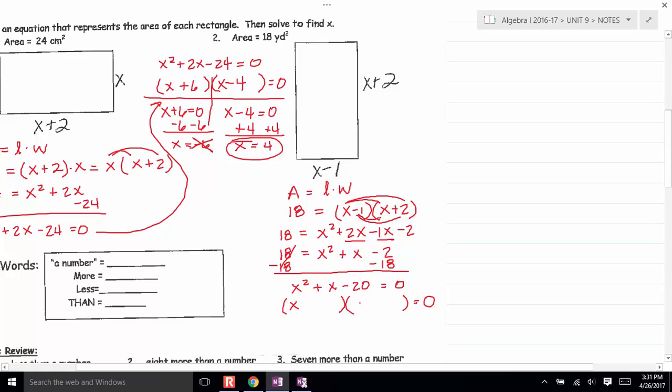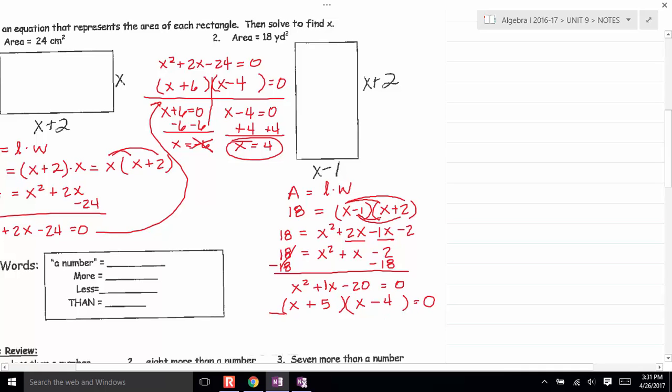So we know the first part of each factor would need to be an x and an x to multiply to give us the x squared. We're looking for two magic numbers that multiply to give us negative 20, but add up to give us a positive 1. It's understood there's a 1 here in front of the x. So that means our magic numbers would have to be a positive 5 and a negative 4.